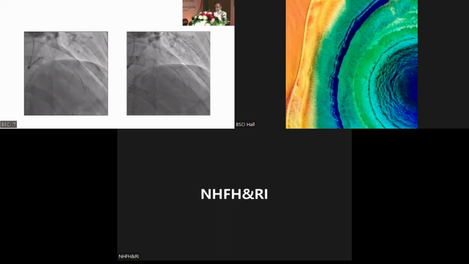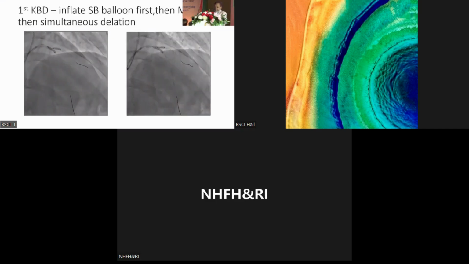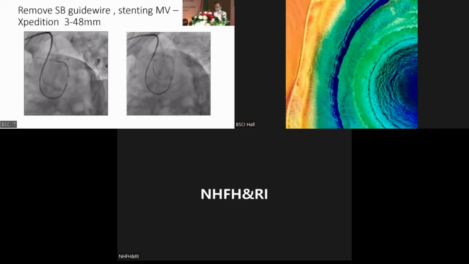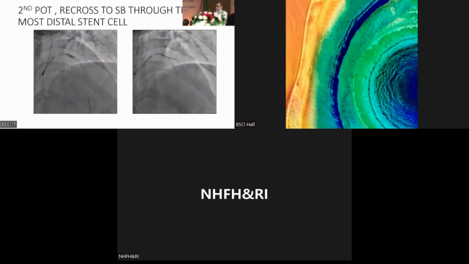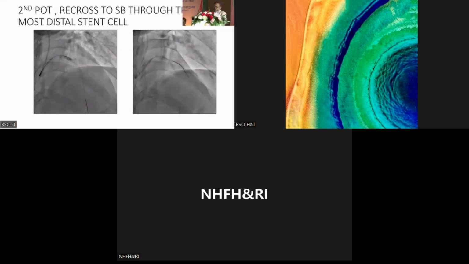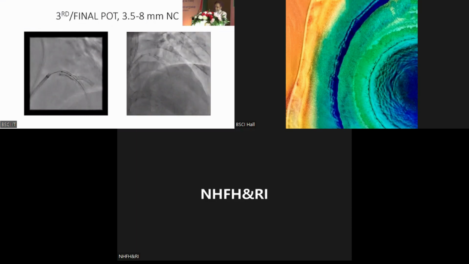And after that, recross. POT is done. After POT, recrossing and first kiss. And after first kiss, second stent LAD over diagonal is done, 3 into 48 millimeter. And then POT is once again done, and then recrossed and second kiss. And after the second kiss, re-POT done.